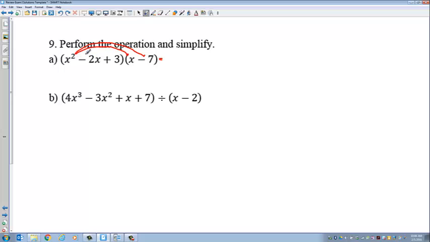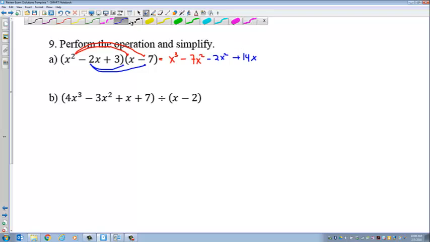You just kind of use these arrows. When there's 2 and 2, you can use FOIL, but it breaks down in this case. So x squared times x is x cubed. And then x squared times minus 7 is minus 7x squared. So that's the first two terms. And then you do the next two. So this times this, and this times that. So negative 2x times x is minus 2x squared. And then negative 2x times negative 7 is plus 14x.